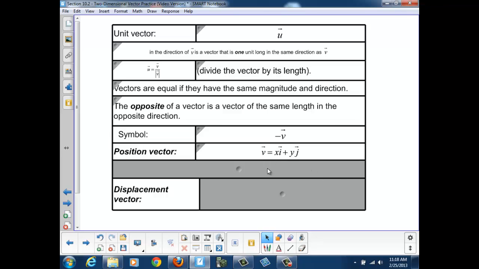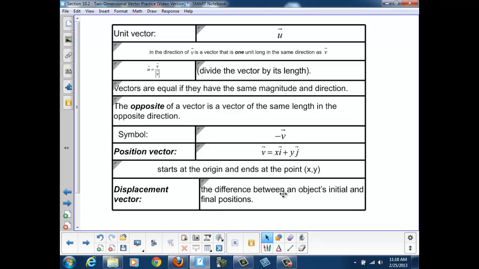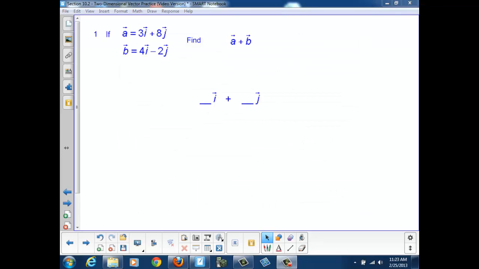Now, a position vector is given by breaking down our vector into its horizontal and vertical components, so x times the i unit vector plus y times the j unit vector, horizontal plus vertical. A position vector starts at the origin and ends at the point x comma y. A displacement vector, on the other hand, is the difference between an object's initial and final positions.